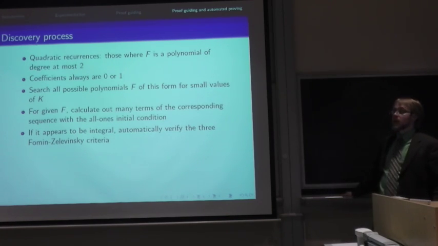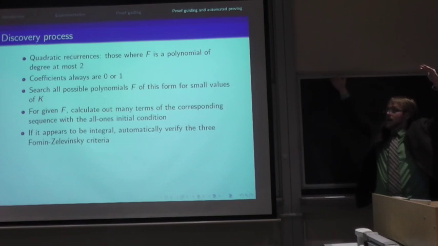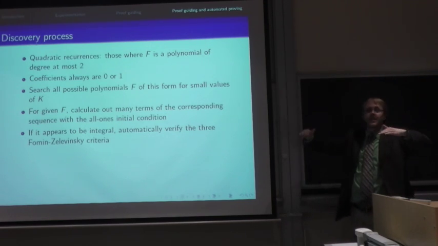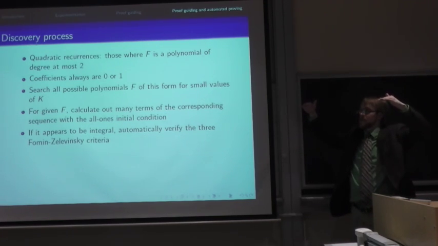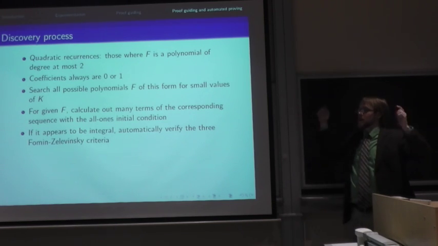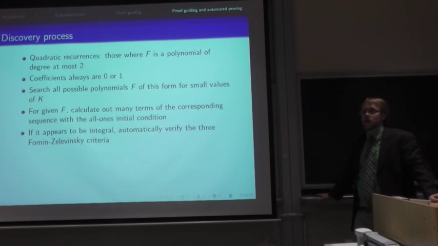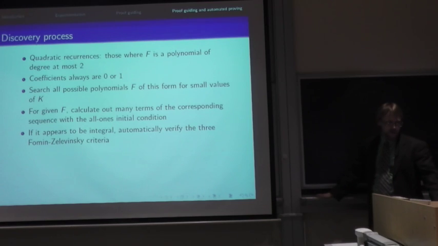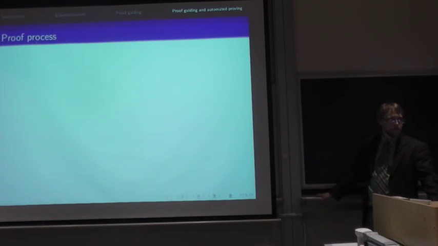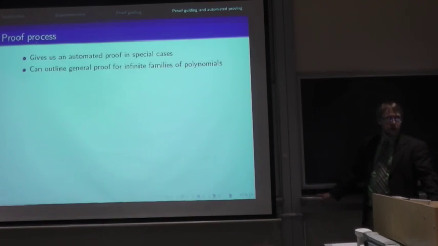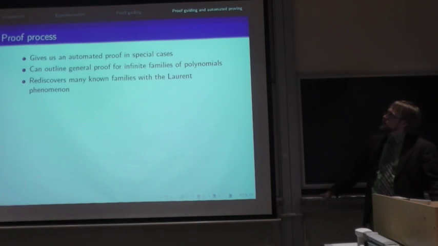And so putting all this together, this is kind of like the next level up. We can experiment to guide proofs, but in this case, we are experimenting to conjecture, and then without doing any more work other than the coding, the computer automatically proves it as well. And so that's kind of cool. So it gives an automated proof in special cases. Once again, it can outline general proofs for infinite families of polynomials, and it rediscovers many known families with the Laurent phenomenon.